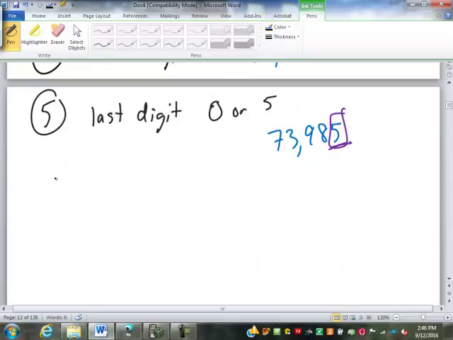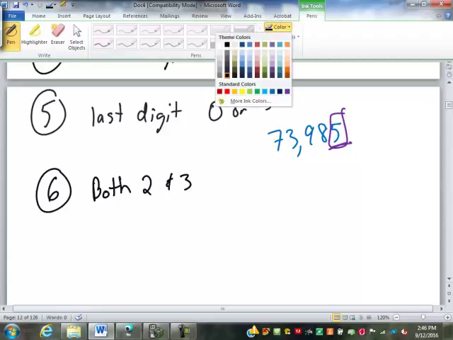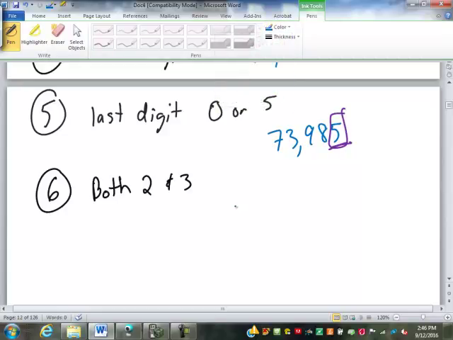How about 6? Anybody tell me if something's divisible by 6? If it checks out to be divisible by both 2 and 3, it's divisible by 6. Again, my attitude is if I'm going to check both of them, why don't I just divide by 2 and then divide by 3 again, and I'm good to go. But let's do an example here.